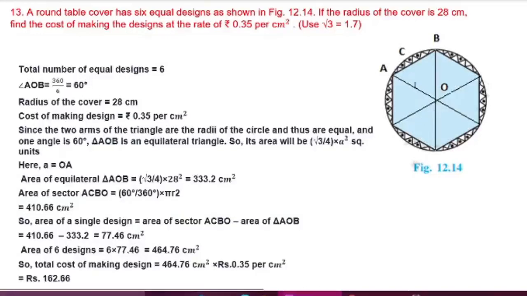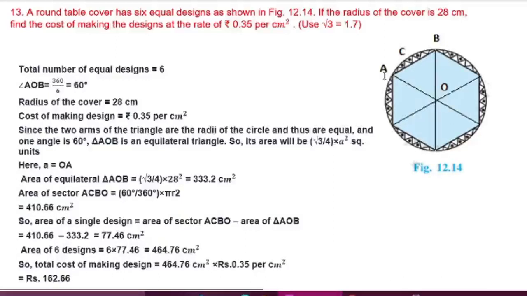So here we have a design. Total number of equal designs is equal to 6. It is given in the question: a round table cover has 6 equal designs. So these are 1, 2, 3, 4, 5, 6. These are 6 equal designs.